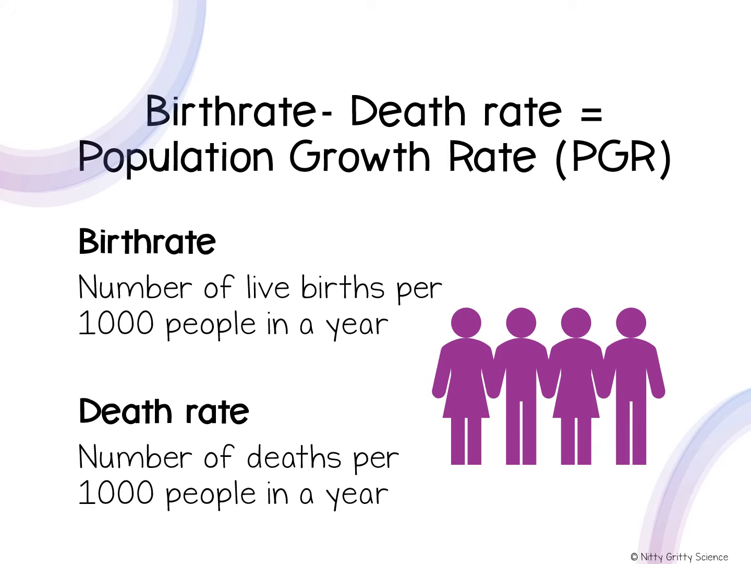Keeping track of people who move into and out of a population is not always possible, so it is easier to use the birth rate and death rate to calculate the population growth, or the PGR. The formula used to calculate PGR is birth rate minus death rate.